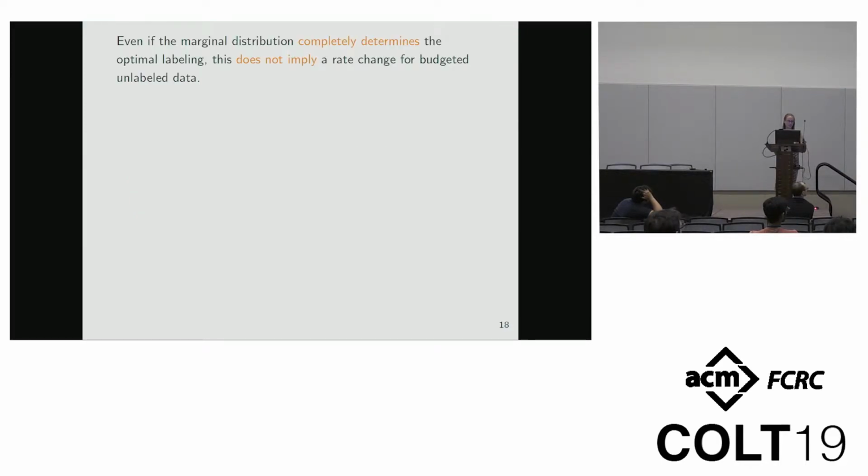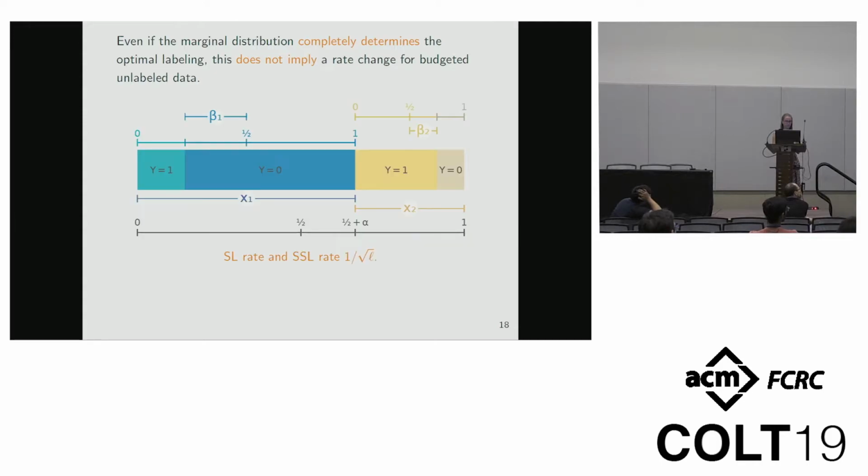One observation to keep in mind when working with unlabeled data is that it can happen that even though you make assumptions that lead to the marginal distribution completely determining what the correct labeling function is, you may still not get a change in semi-supervised rates with budgeted unlabeled data. You can see this in a very simple example.